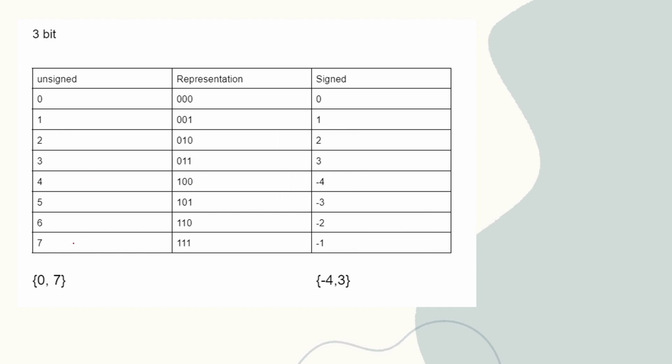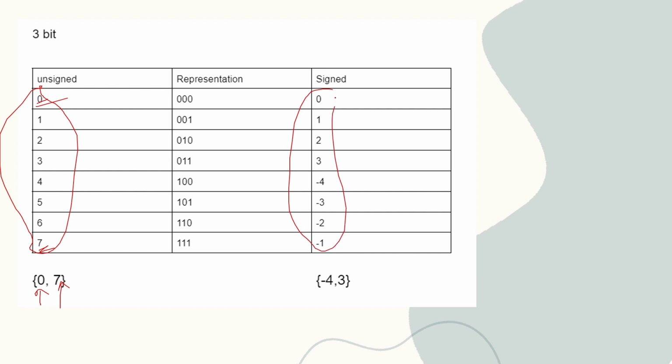Now for this unsigned, what is the minimum value? Minimum is 0. What's the maximum value? It is 7. You can clearly see. Similarly in this signed list, the minimum value is -4. You can clearly check -4 is the least one. You have 0, but you have negative values as well, right? So the maximum is 3 because there is nothing more than 3.